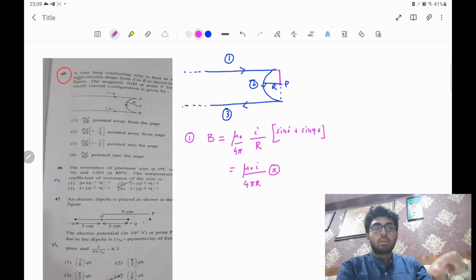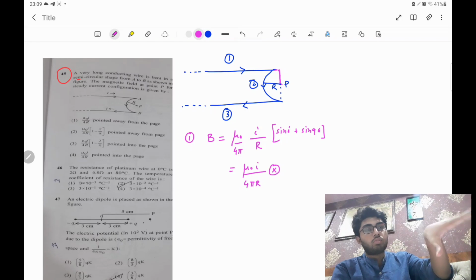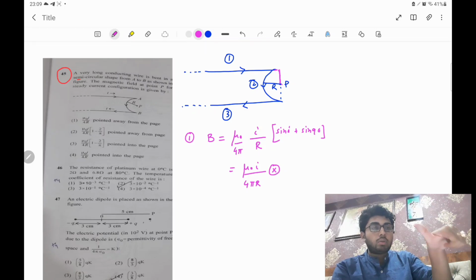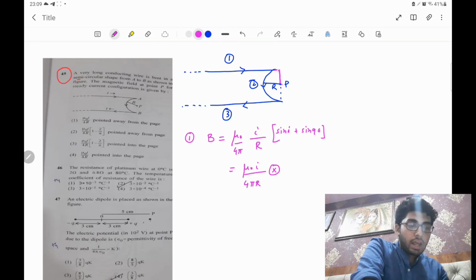If you do dl cross r, just put your hand like that and curl your hand around the r vector. Your thumb will indicate along into the page. So automatically the direction will be cross.